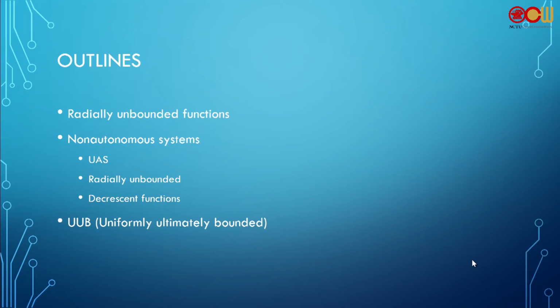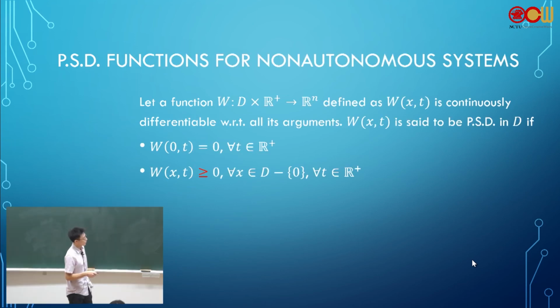Today's online class will cover a bit of material. It's kind of a review of the previous week. Then we will go on to discuss stability for non-autonomous systems and some stability properties, like UUB. We'll discuss that later. We covered this in the previous week.